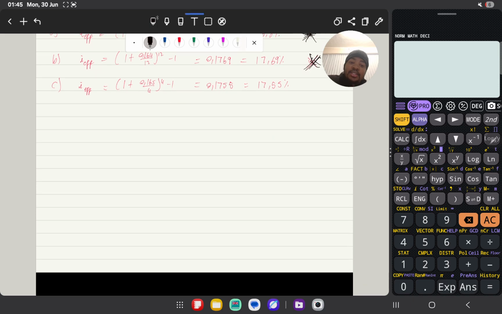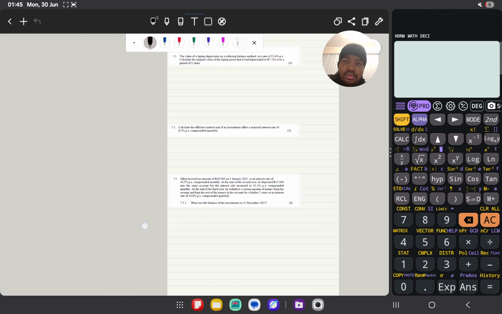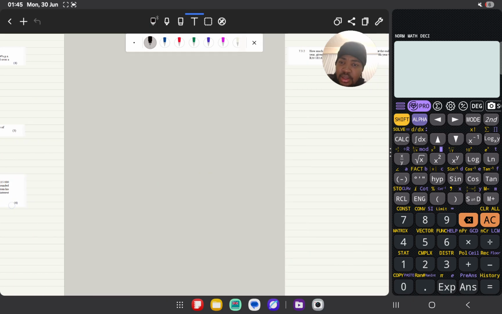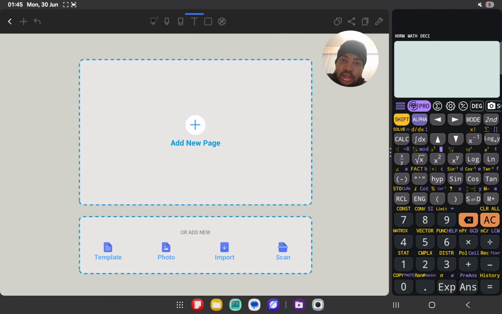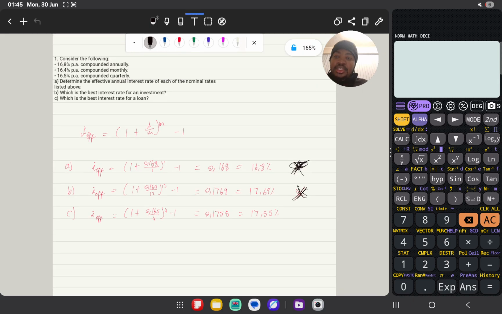Let's see what we have next. All right, cool. Oh, we're actually done. So that's just what effective interest rates versus nominal interest rates are.